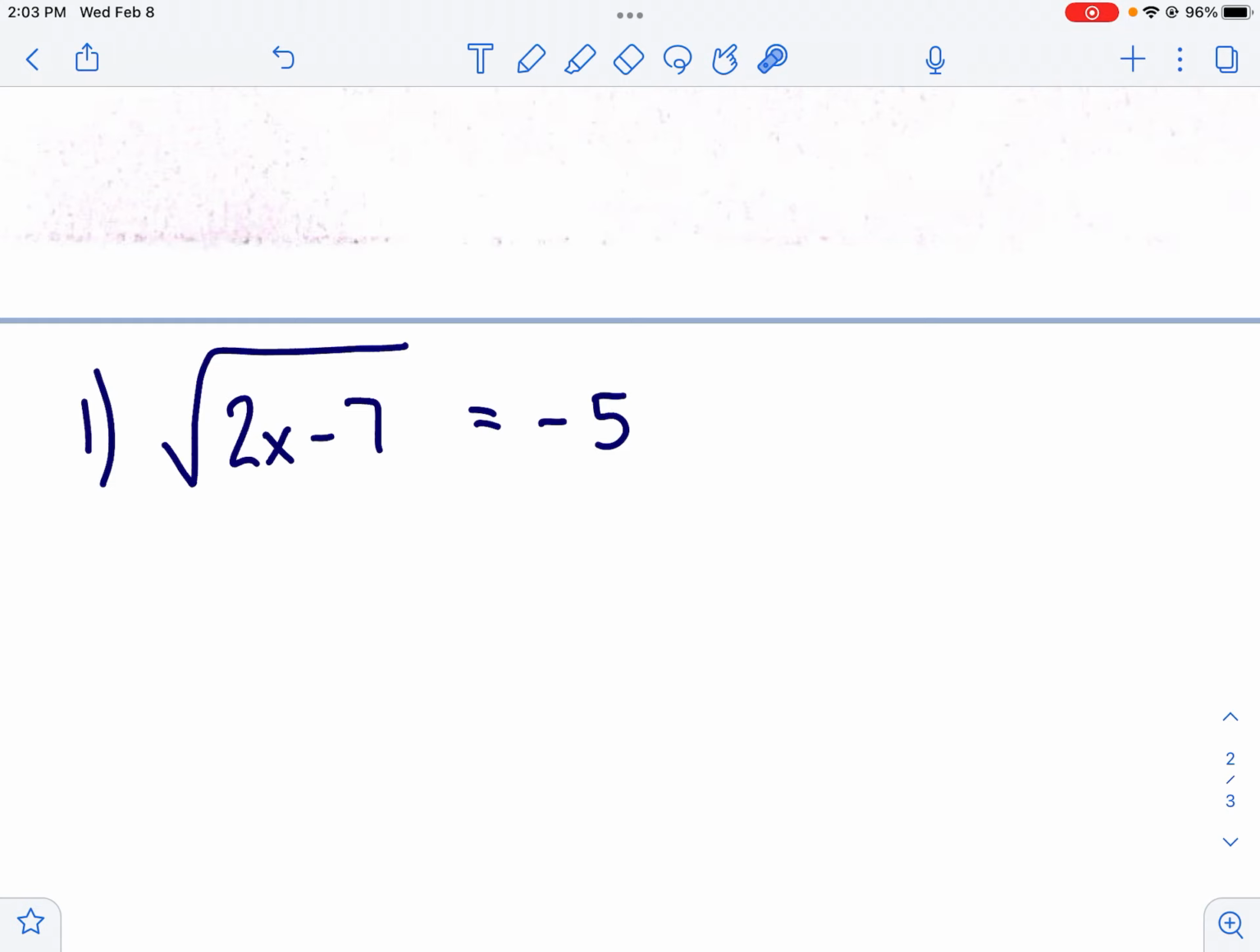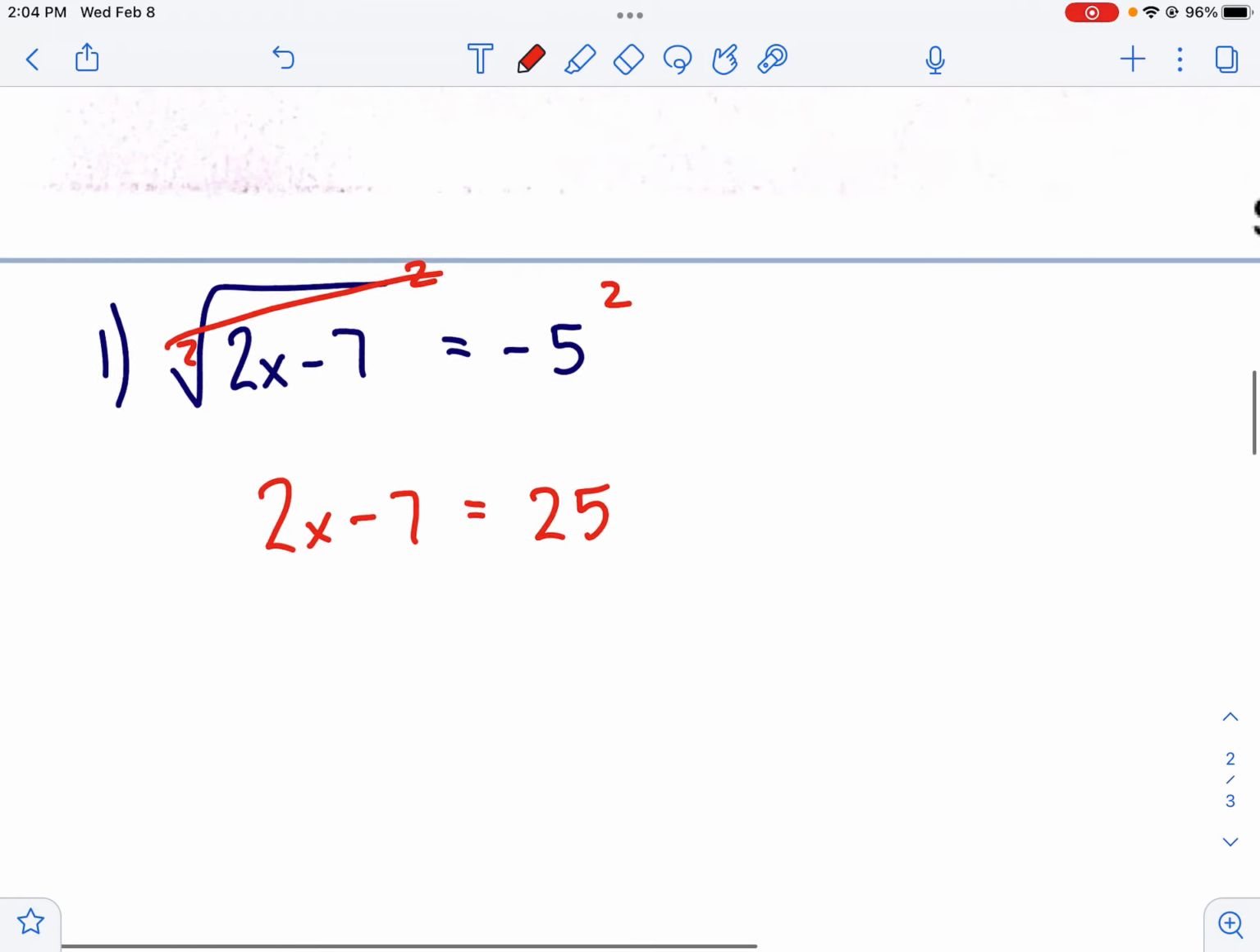The next step, step 2, is to get rid of the radical by using the same exponent as the root. So what we have here is a square root. So in order to get rid of the square root, we are going to square both sides. That will get rid of your square root, leaving you with 2x minus 7 equaling -5 squared. -5 squared, -5 times -5 is positive 25.